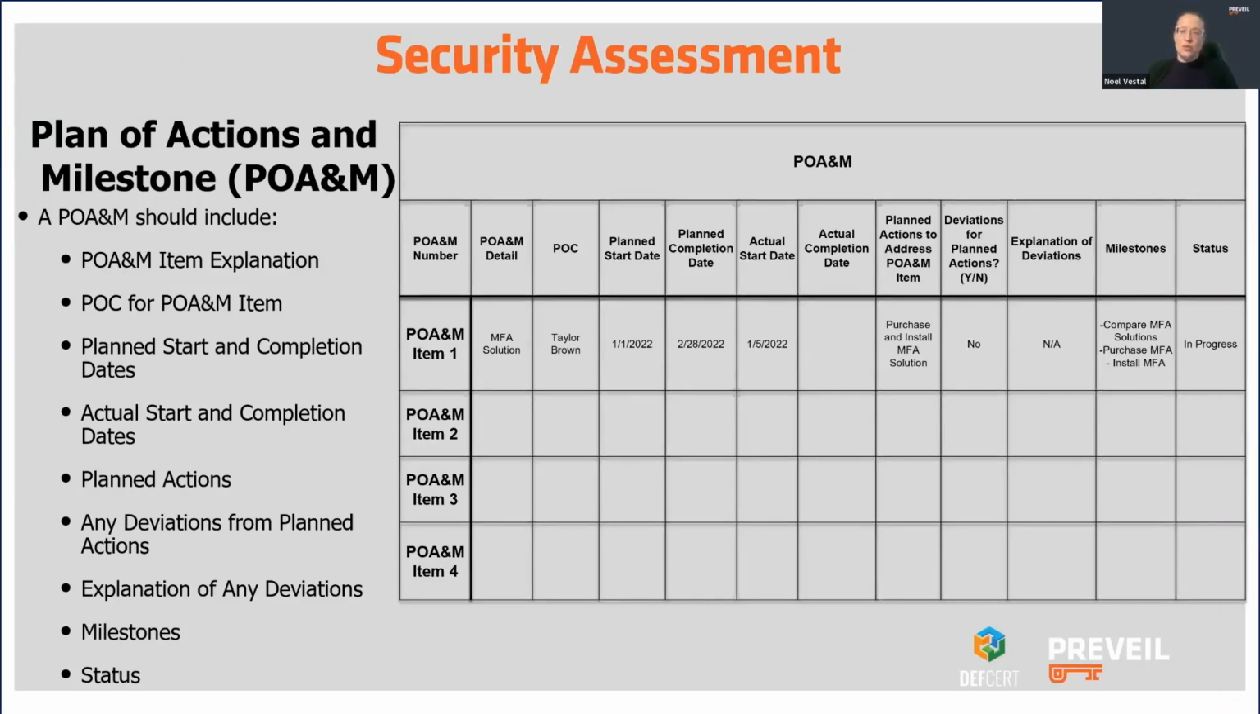Who is the POC who's going to be in charge of dealing with that? When did you plan to start it? When did you plan to finish it? And then when did you actually start it? And when did you actually finish it? Because as we all know, those things can shift very easily. And then making sure that you have milestones.